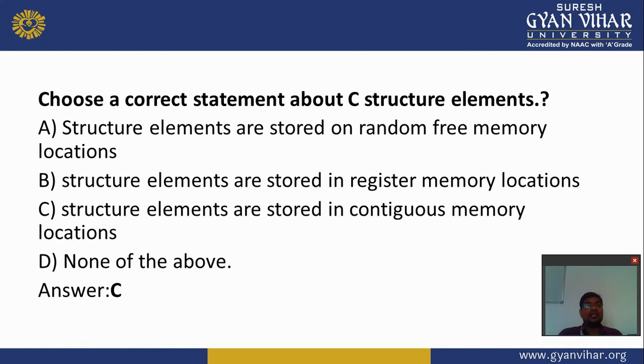Next is: choose a correct statement about C structure elements. First, structure elements are stored in random free memory locations. B, structure elements are stored in register memory locations. C, structure elements are stored in continuous memory locations. And last is none of the above. The answer is C. Structure elements are stored in continuous memory locations.